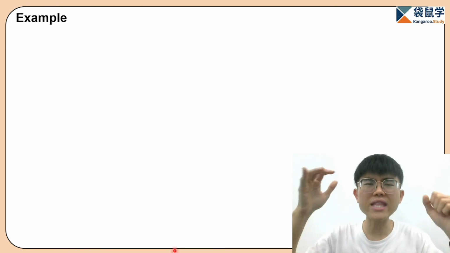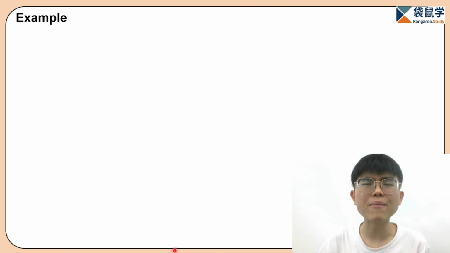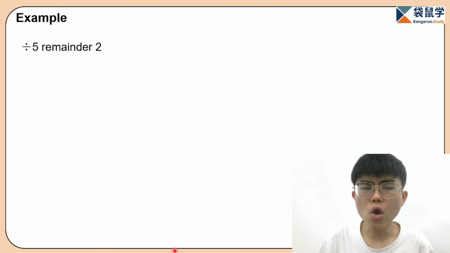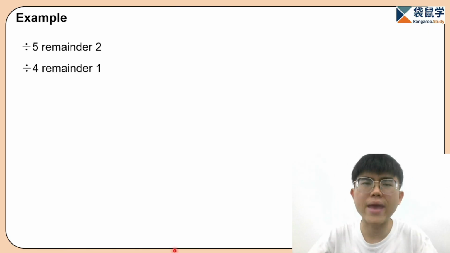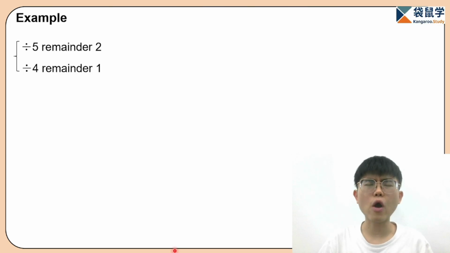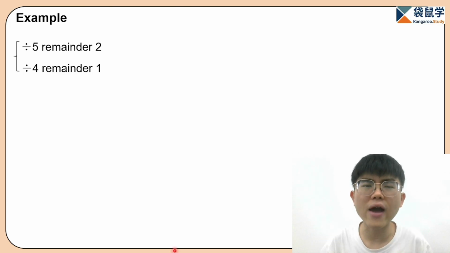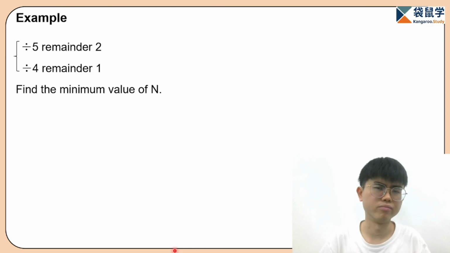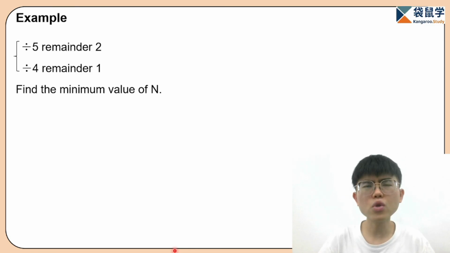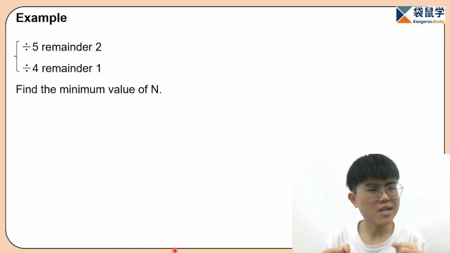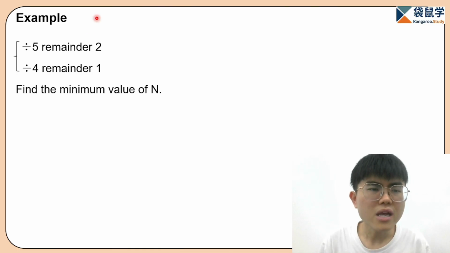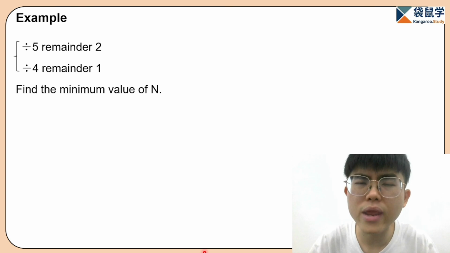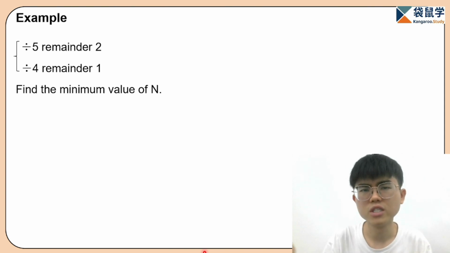Okay. Now in this example right here, we say that there is some number n. When we divide by 5, there will be a remainder of 2. When we divide by 4, there will be a remainder of 1. From these two conditions right here, we are also trying to find what will be the minimum value of n. And again, in this case, how do we solve this question? You see that from this example right here, there is no same remainder. This is different from what we have in our previous example. So any idea?